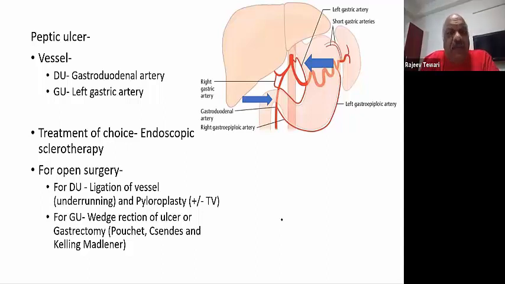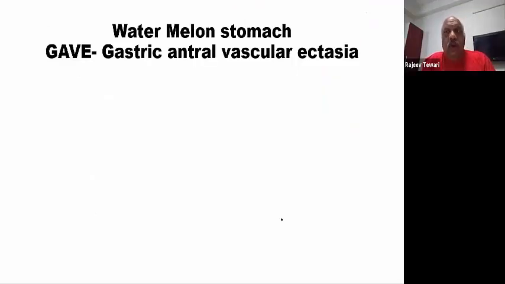Patient stable, add pyeloplasty. For gastric ulcer, the treatment is wedge resection, but you can do gastrectomies as well. Pouchet, Sendes, and Kelling-Madlener are the 3 gastrectomies that we do for bleeding gastric ulcer, which normally we discuss in the regular class. Next slide. Now, upper GI bleed, rare causes, and you do have MCQs. Watermelon stomach is called GAVE, gastric antral vascular ectasia.